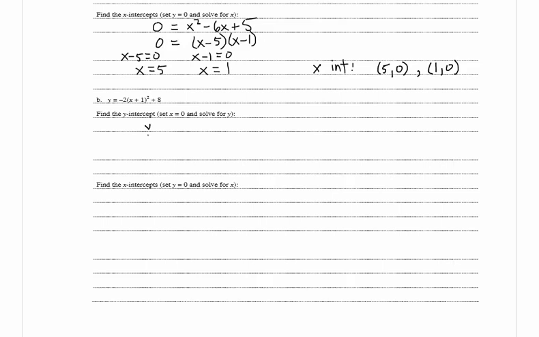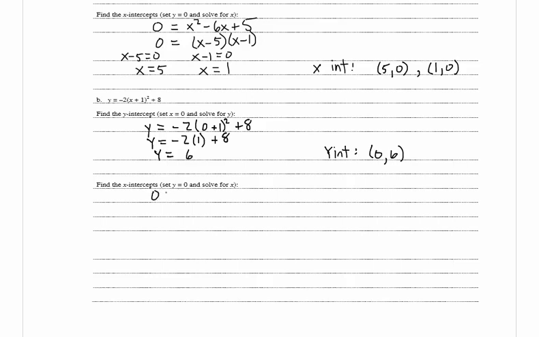So we have y is equal to negative 2 times 0 plus 1 squared plus 8. And then we have y is equal to negative 2, and 0 plus 1 is 1, and squared is 1. And then we have plus 8. And now we have y is equal to negative 2 times 1 is negative 2, plus 8 is 6. So we have a y-intercept of 0, 6. And now they want us to find the x-intercepts. So we're going to set y equal to 0 and solve for x.